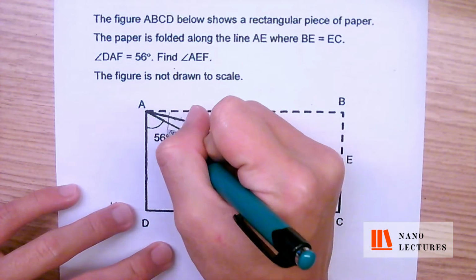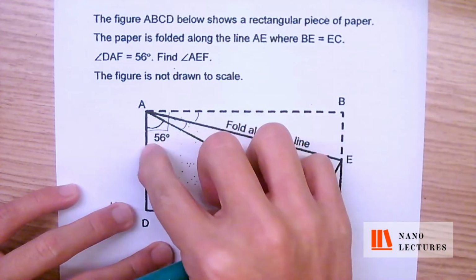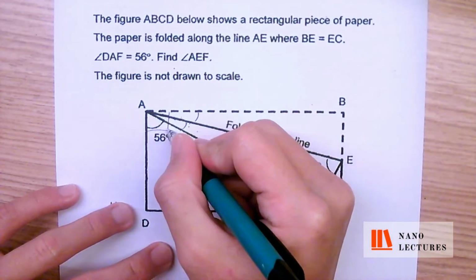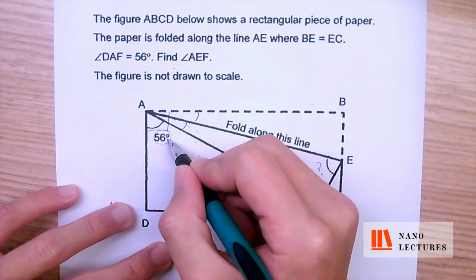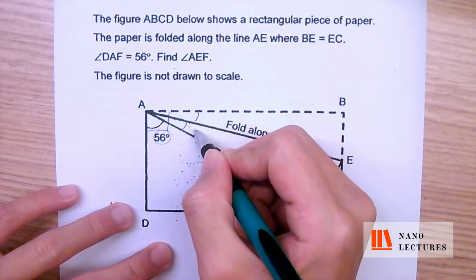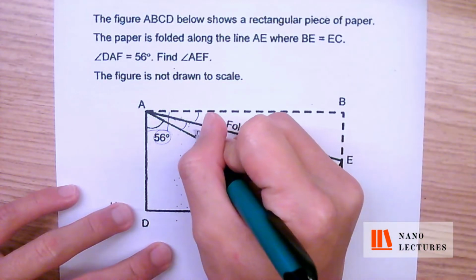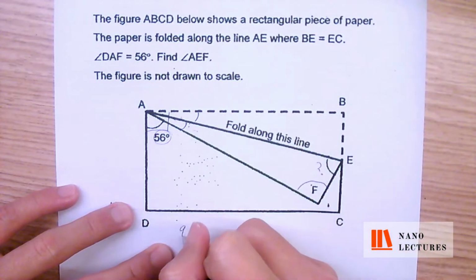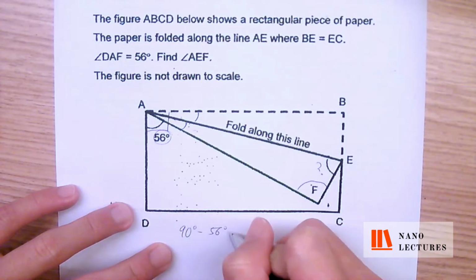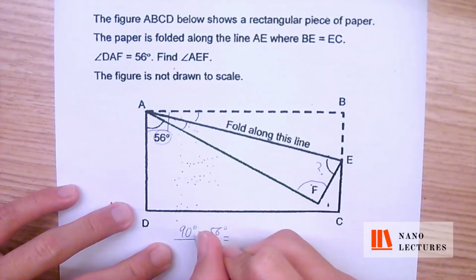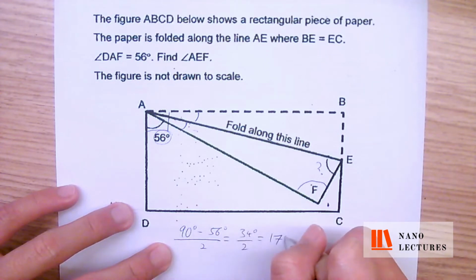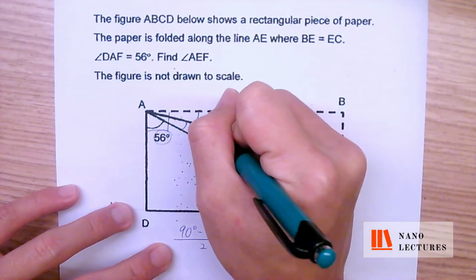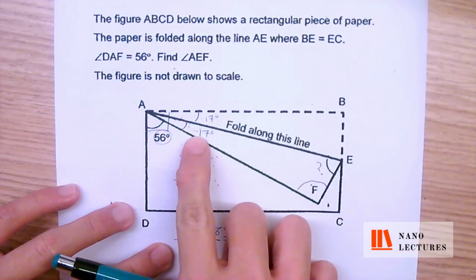The total is 90 degrees because it's a rectangular piece of paper. If the entire thing here is 90 degrees, you just have to take 90 minus 56, then divide this angle by 2 because they're both equal. So I'm going to find this angle first. It will be 90 degrees minus 56 degrees, everything divided by 2. 90 minus 56 gives 34, divided by 2 gives 17 degrees. Which means each of them will be 17. So I got the first one that I need.